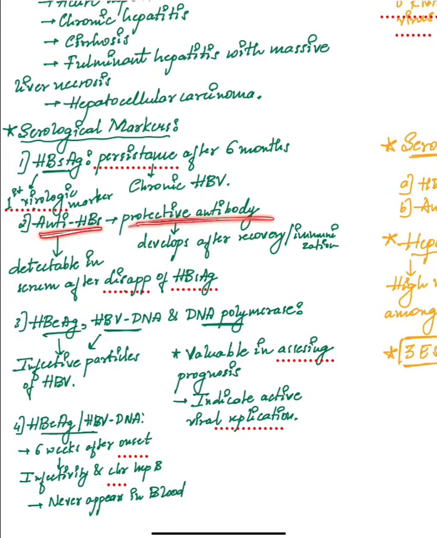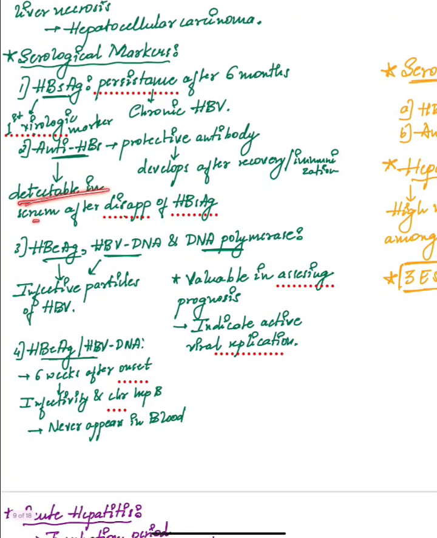Anti-HBs is a protective antibody which develops after recovery or immunization, and may be detectable in the serum after the disappearance of HBsAg. Then HBcAg, HBV DNA, and DNA polymerase. HBcAg and HBV DNA are the infective particles of the HBV. They are valuable in assessing prognosis and indicate active viral replication. HBcAg or HBV DNA appears after 6 weeks of onset. In infective and chronic hepatitis, HBcAg never appears in the blood.